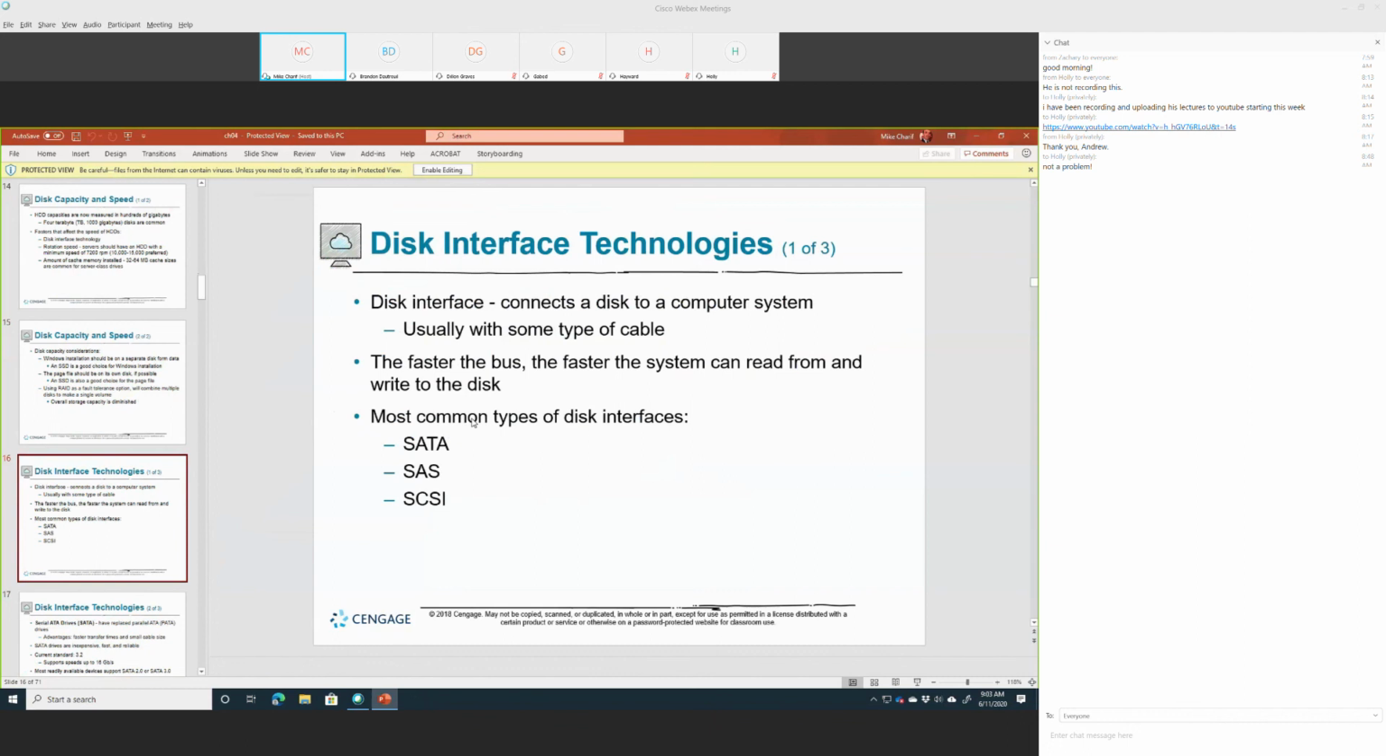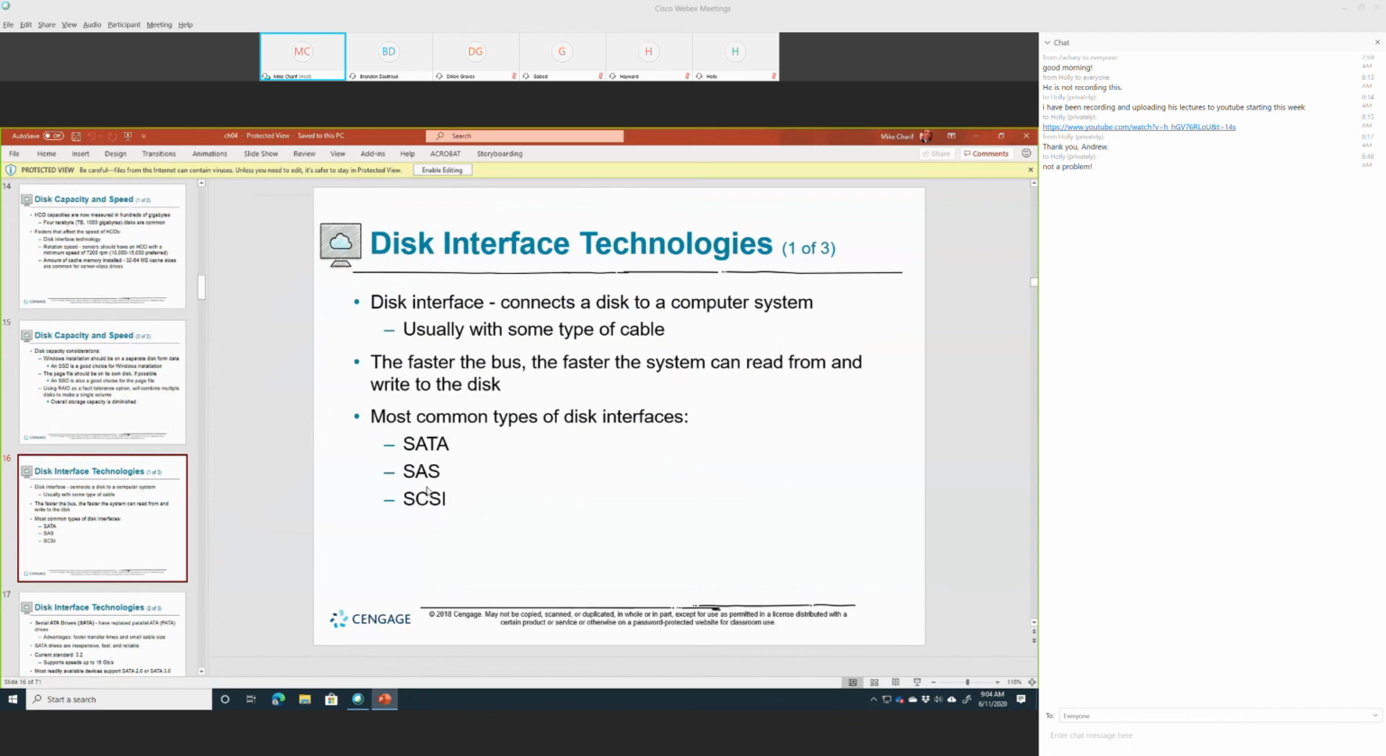SAS, we use it on the server, okay? And SCSI. SCSI, we used to use it, you remember that big tower we used to have in the room? It's a big Dell tower. That's what used SCSI. The SCSI was very, very fast. We're talking about 15K RPM.